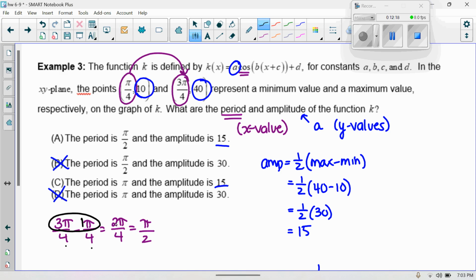So my period is pi over 2, or my distance is pi over 2 rather, but it's only from a minimum to a maximum again. So I need to take this value and multiply by 2. So that means it's 2 pi over 2, because we multiply straight across. That leaves me with pi. My answer is choice C.